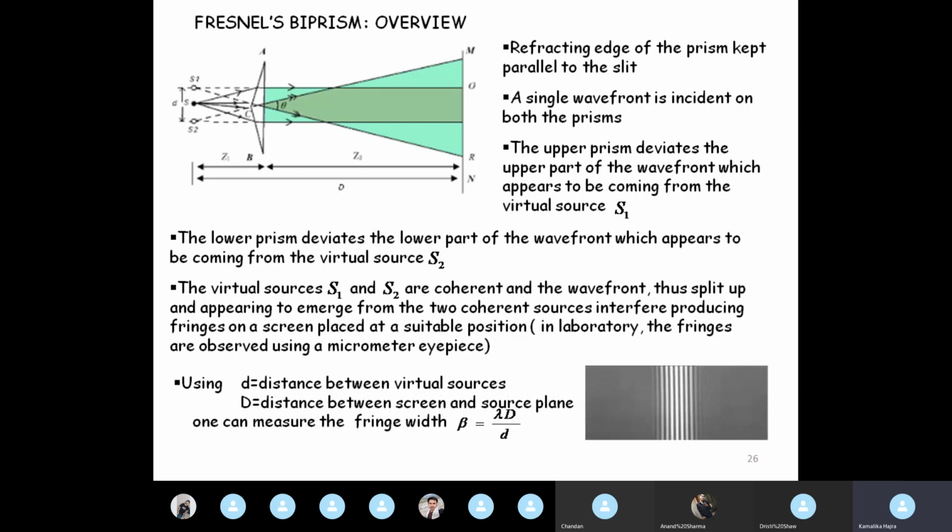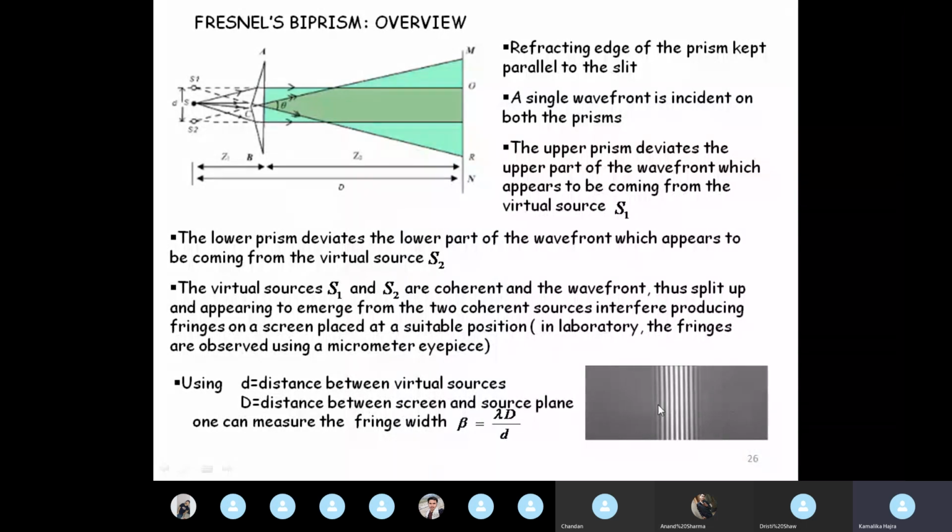So using the value of small d, the distance between the virtual sources, and capital D, the distance between the screen and the source plane, we can measure the fringe width as beta equals lambda capital D by small d. Once again, the analysis would be the same as Young's double slit experiment, because it's exactly the same. Two sources producing two wavefronts which interfere on the screen. So fringe width is lambda D by d, and this is the fringe pattern that you observe on the screen.